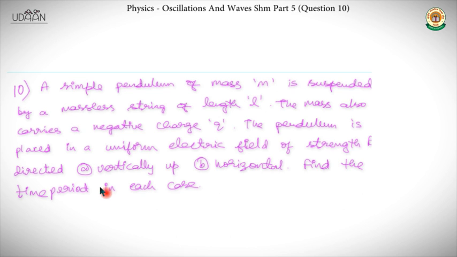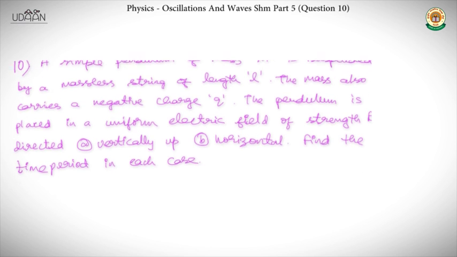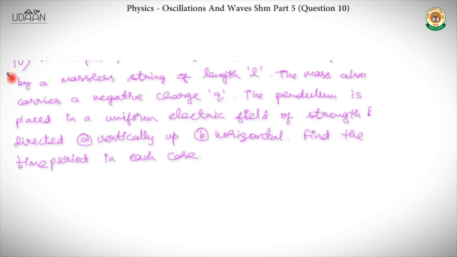How should we approach this particular question? First, let's solve it analytically by using the force method. Then we'll look into a shortcut which can solve these kinds of problems. So let's draw the FBD first. This is the equilibrium position, and this is the bob. And it is displaced by an angle theta.